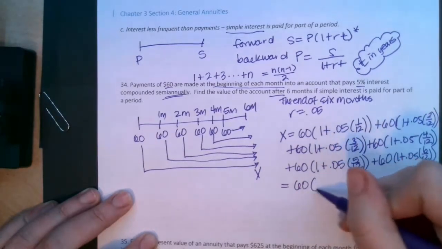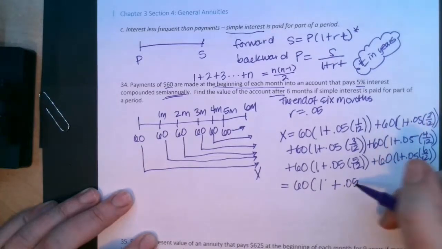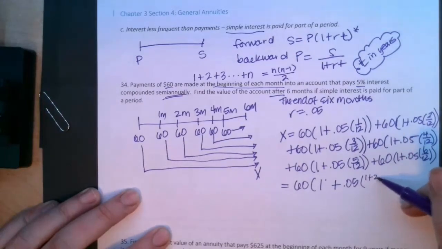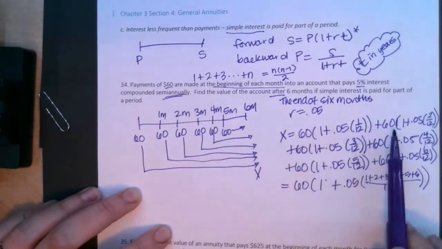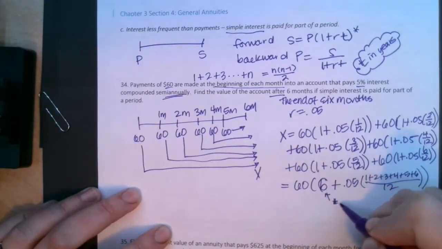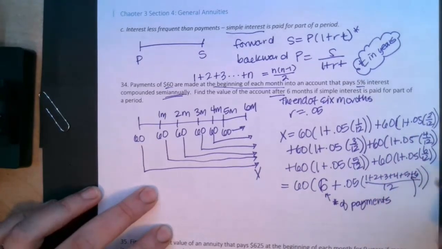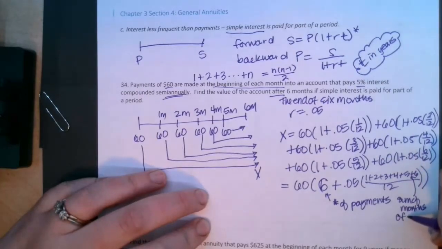It'd be 60 times our count of payments, plus 0.05 times 1 plus 2 plus 3 plus 4 plus 5 plus 6 months. When we do our count, we have 1, 2, 3, 4, 5, 6. So this is 6, the number of payments. And then this is all the months added together, the sum of months of each payment.